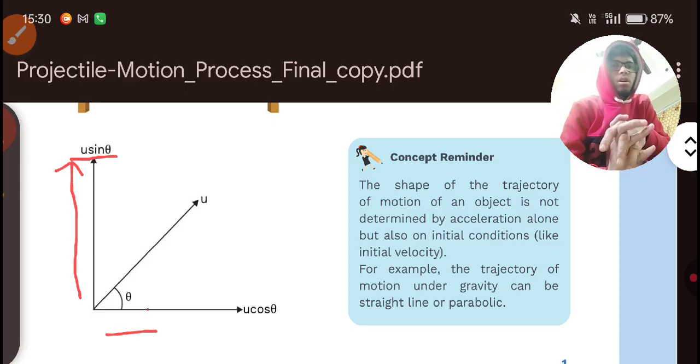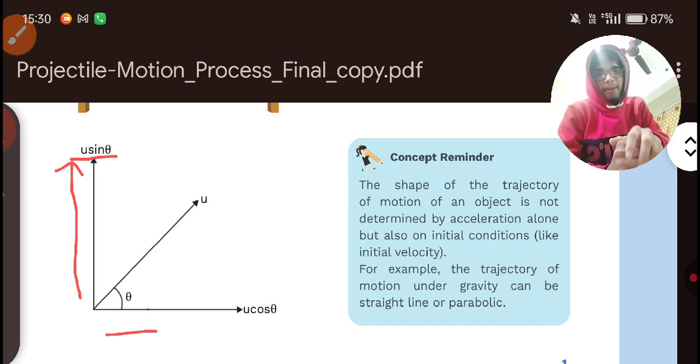So cos theta is for horizontal and sin theta is for vertical. u is nothing but a value. This is a symbol, or you can say a letter, just for representing velocity. With how much velocity an object was thrown, that velocity we will consider as u. So u multiplied by this, we will get this path, the parabolic path.